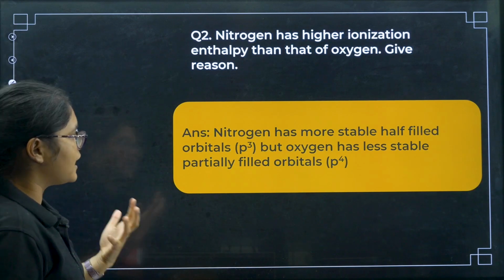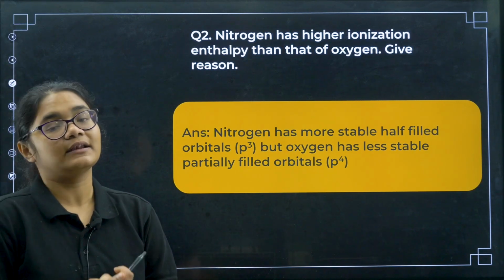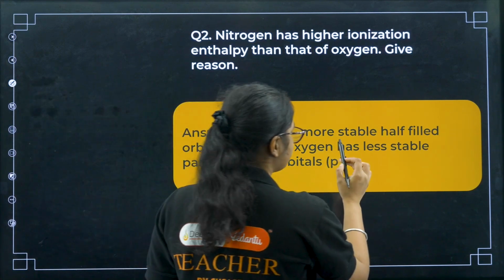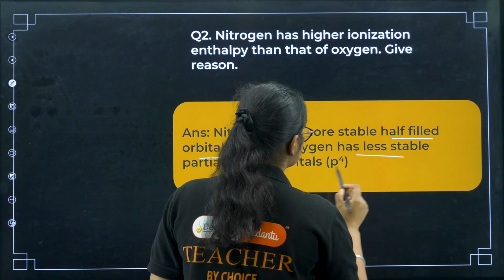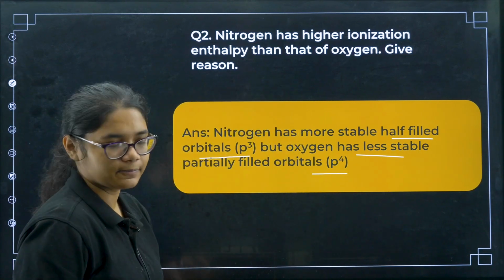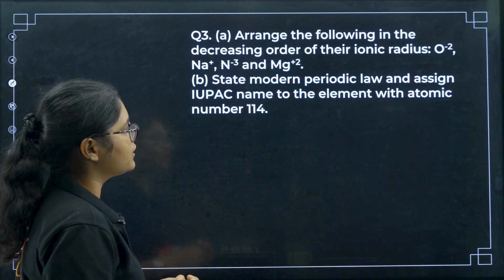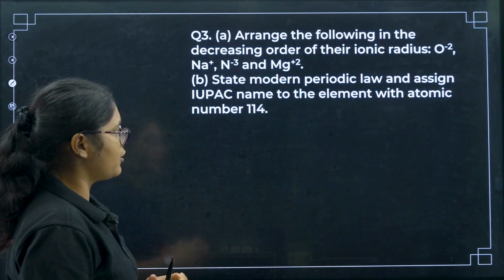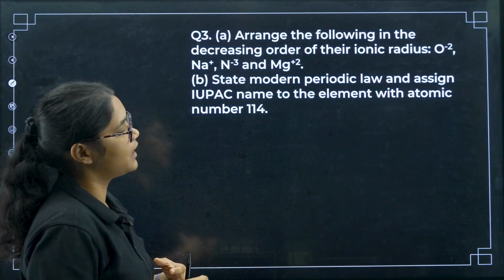Next, nitrogen has higher ionization enthalpy than oxygen. Give reason. That is because nitrogen has a more stable half filled electronic configuration of P3, but oxygen has P4 configuration. Next, arrange the following in the decreasing order of their ionic radius. State the modern periodic law and assign the IUPAC name of the element with atomic number 114.